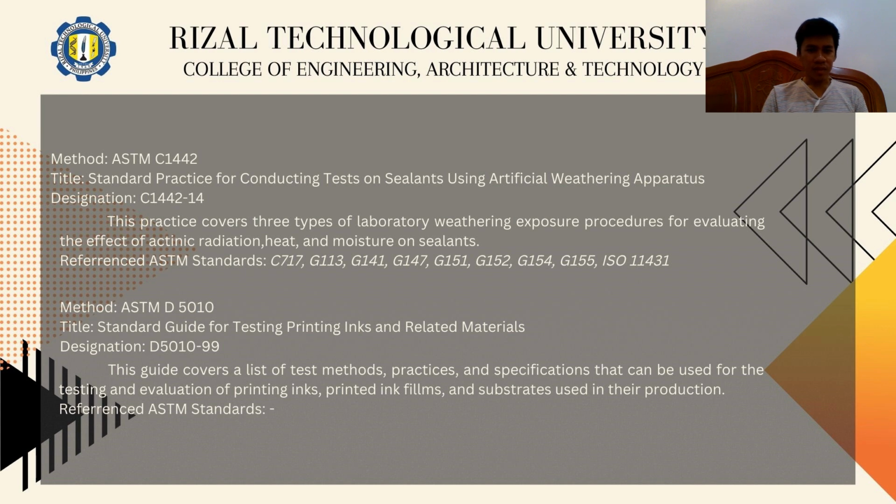Next is ASTM D5010, Standard Guide for Testing Printing Inks and Related Materials. This guide covers a list of test methods, practices, and specifications that can be used for the testing evaluation of printing inks, printed ink films, and substrates used in their production. This guide includes methods that were developed to test paints, paint films, and substrates but may be adapted for use in testing printing inks and printing matter. Tests on raw materials and analytical methods in general have not been included.